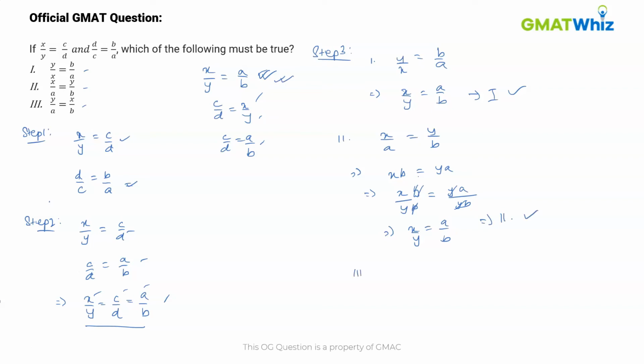Now in statement 3, we have y by a is equal to x by b. Cross multiplying it, we get yb is equal to ax, and on dividing by bx on both sides, we get yb by bx is equal to ax by bx. Now b cancels here on the left hand side and x cancels here on the right hand side. We get y by x is equal to a by b. Now from this equation, we can see that x by y is equal to a by b, whereas we have got y by x is equal to a by b. So the third option is not correct.